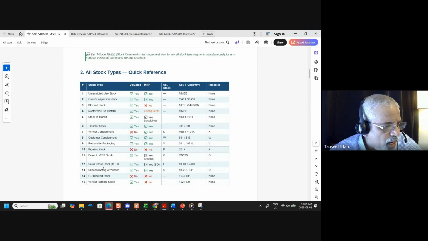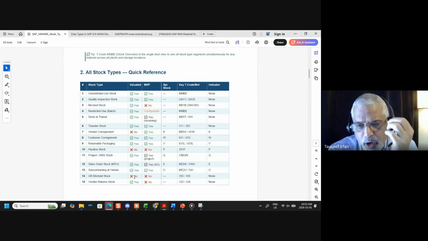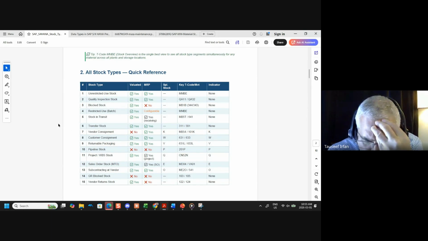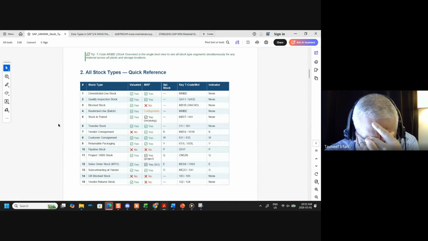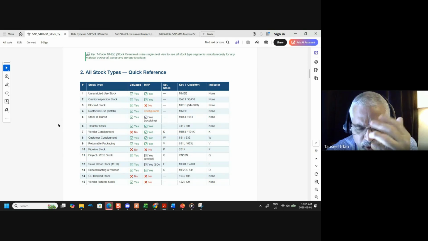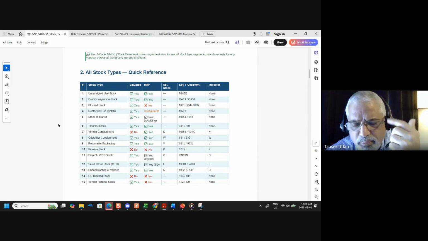Okay. What about GR blocked stock? Non-valuated. Anybody guess on that? GR blocked stock versus blocked stock. Very important, this concept. The GR blocked stock is a business case. Always think about all these things as a SAP MM consultant from the business use case perspective. Don't think of it as technical language to remember, memorize, and pass the interview. Always think in business use case scenarios: where I will use this. Then you will become a great consultant.